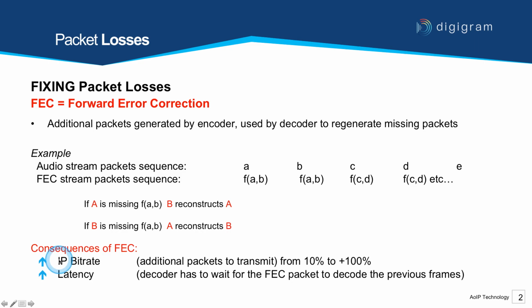And when we use error correction, we're also asking the decoder to wait for all the additional packets so that it can decode and reconstruct the stream. So the consequences of using forward error correction is that you need a higher IP bit rate and it's going to add latency. But it is a significant difference because the way in which this is implemented in Fluid IP and the ability to dial it in is very, very unique and very useful.